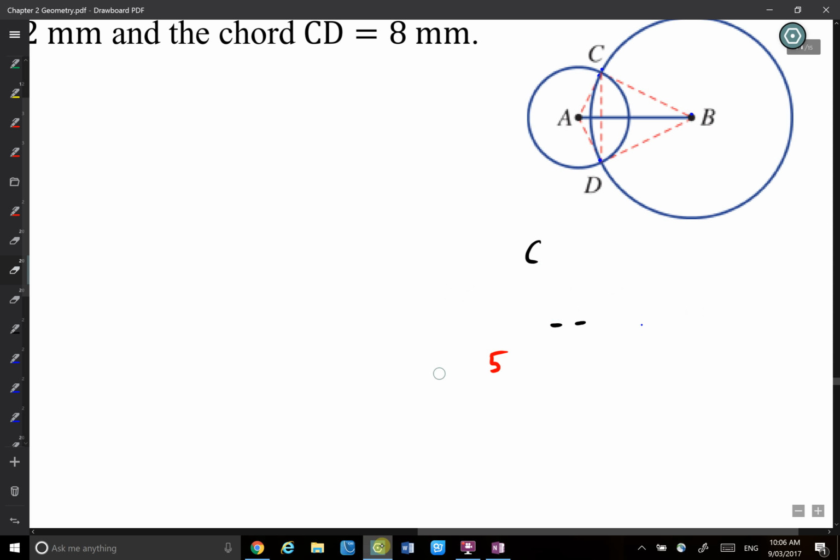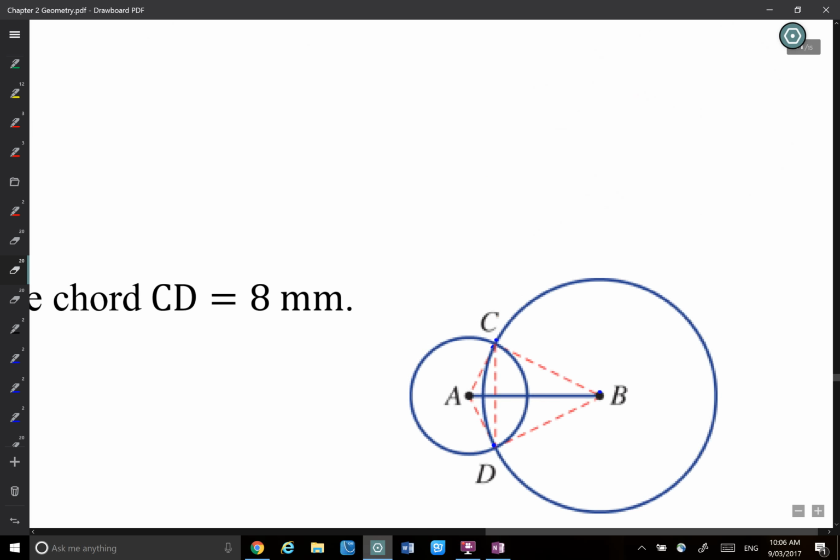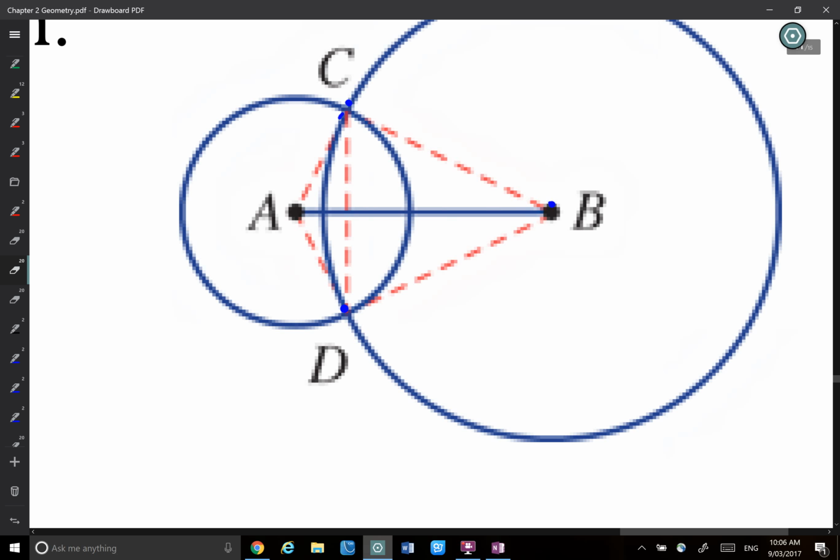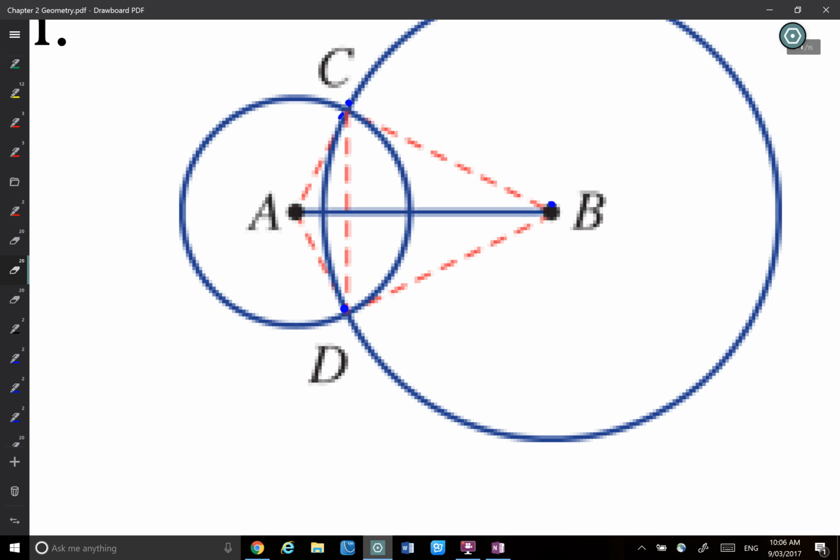Just by looking at this graph, tell me, what do you think about AB and CD? What do you think about the relationship between AB and CD? Yeah, Ari? Perpendicular? Anything else?